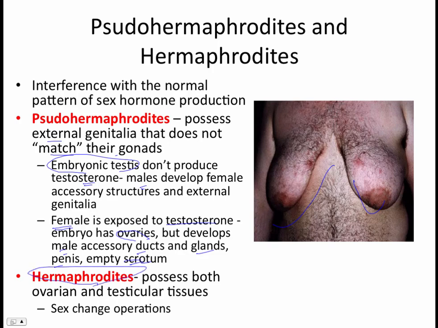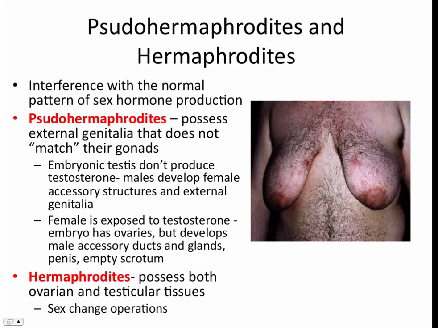Hermaphrodites are individuals who possess both ovarian and testicular tissues. They typically need sex change operations and, of course, cannot fertilize themselves.